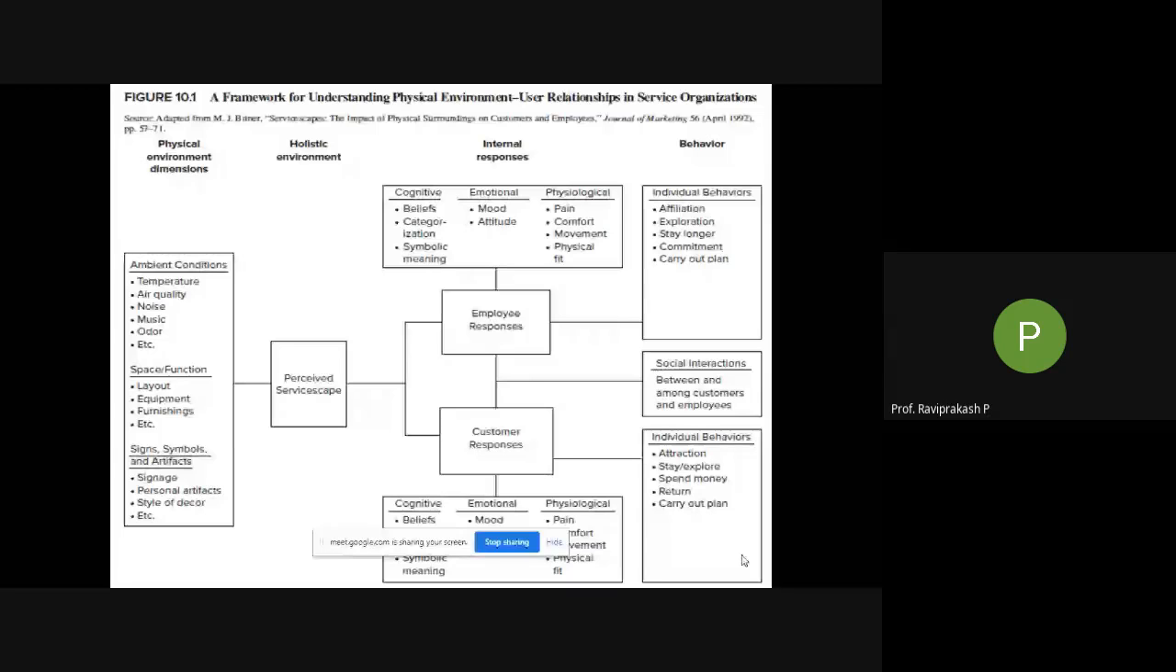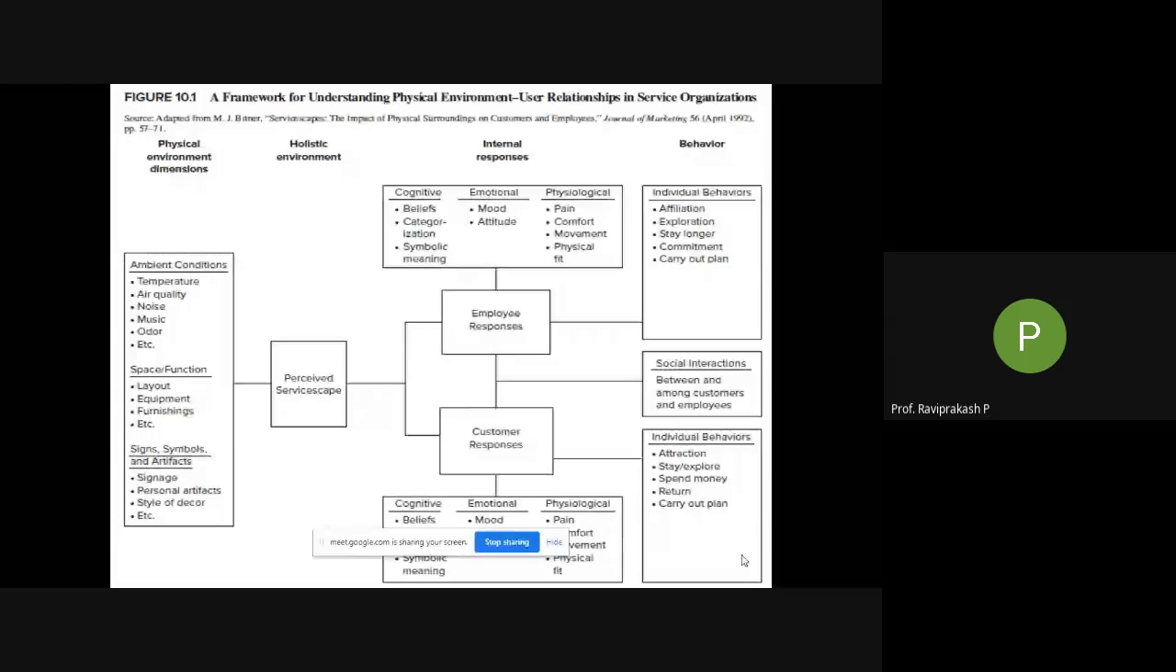Individual behaviors. Under behavior, the first block is individual behavior, and the last block under behavior is also individual behavior. Why are the two blocks there? Because if you come back and see the line where we have customer responses, here we have two persons, one is the employee and the other is the customer. So even the employee has a behavior and even the customer has a behavior.